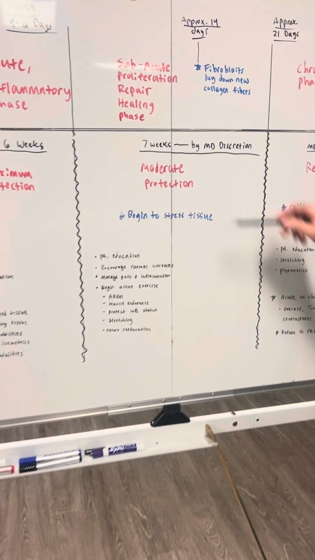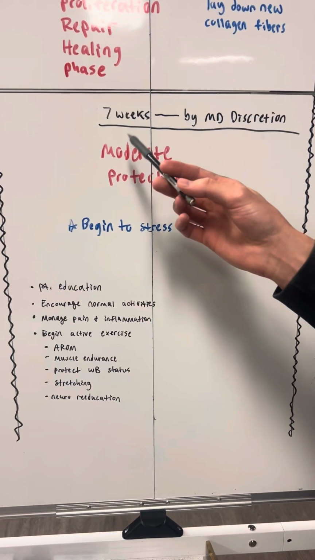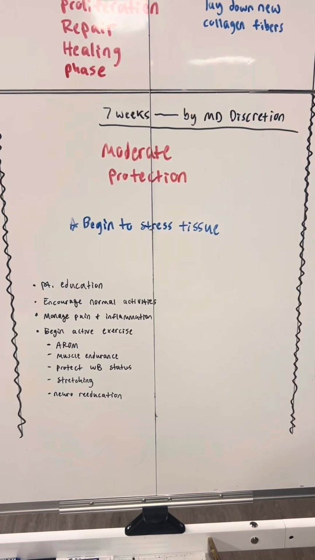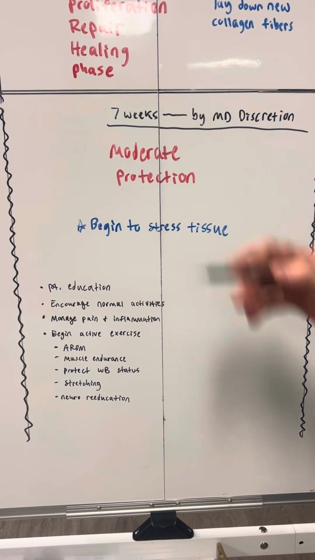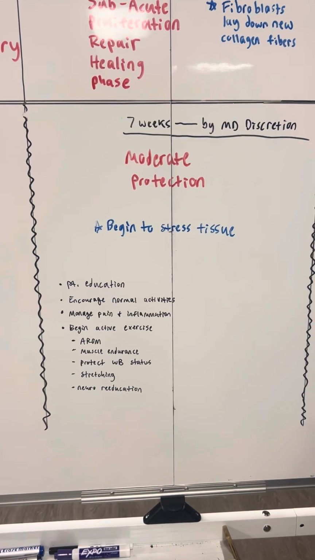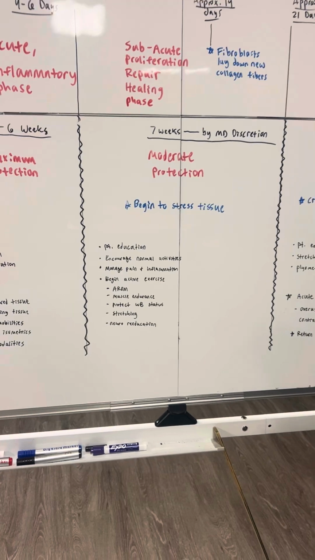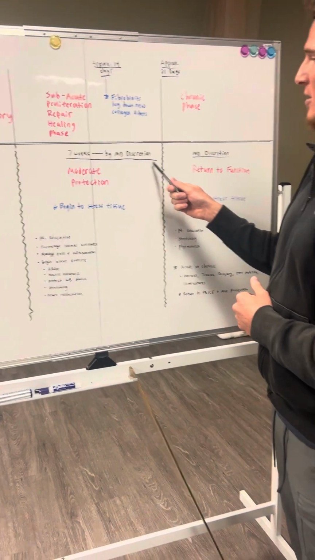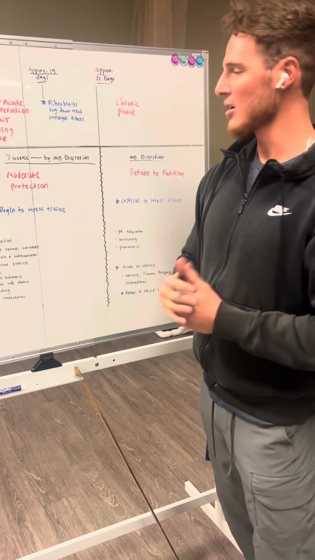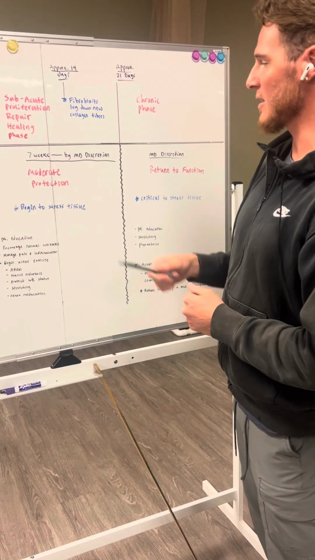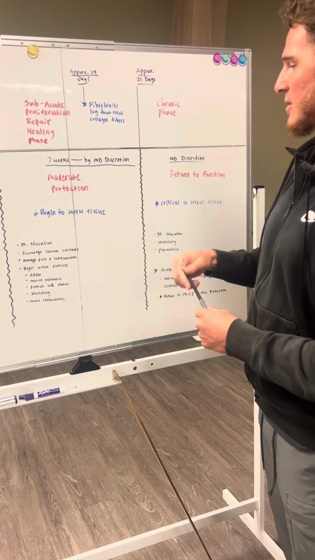We're into the moderate protection phase. And in the moderate protection phase, again, around 7 weeks is when we can kind of generalize it starts. And that can go, again, as long as it takes. It just depends case by case. And it's going to be under the doctor's discretion when it's safe to move into this phase and when it's safe to move out of this phase.